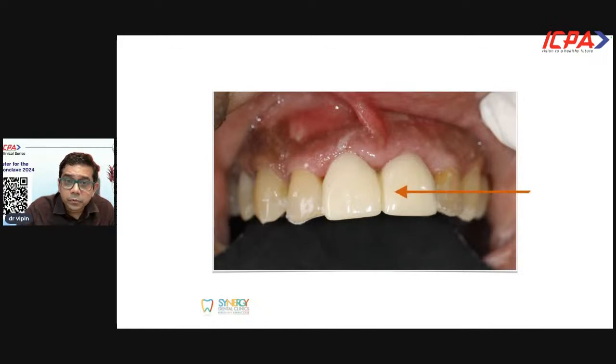But to achieve this and to get the zenith, what was most important was these PMMA crowns that were given right at the time of implant placements, within 72 hours of the implant placement. So these are the crowns which shaped the gingival zenith for me, and that's why I could give that aesthetic to the patient.